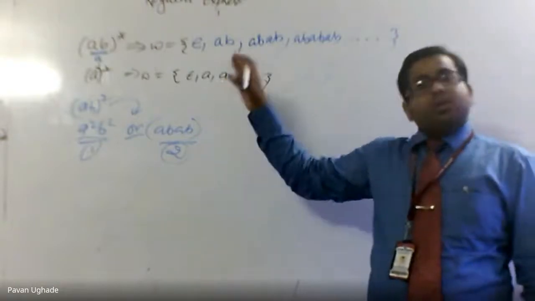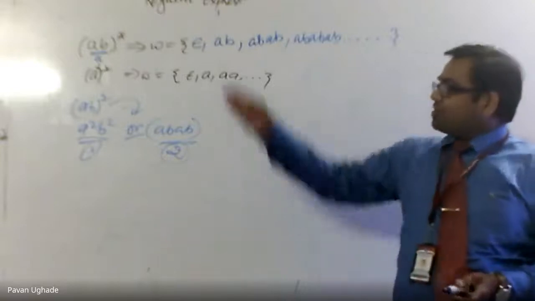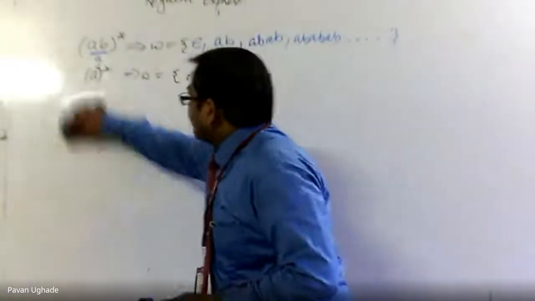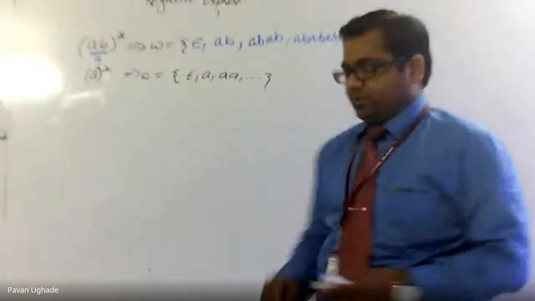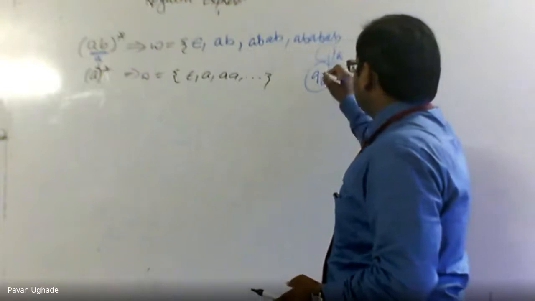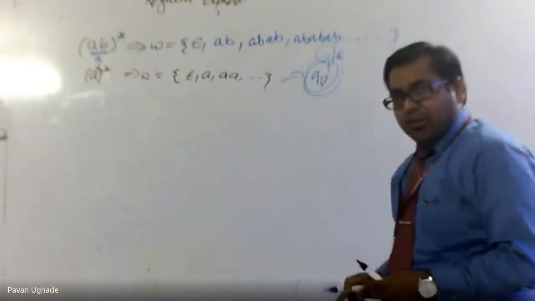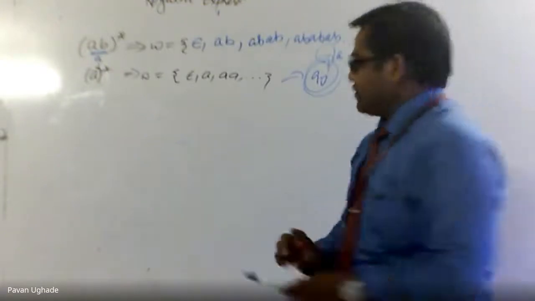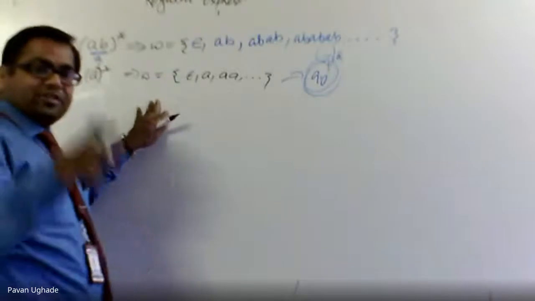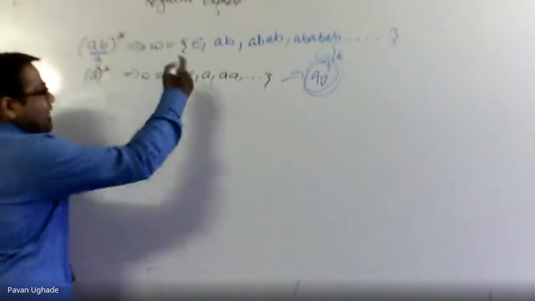Clear? If I want to make an automata for this, how will you do that? For A closure it was very simple: we simply consider Q0 and make it like this. But how about this? How are we going to design the automata for this? Let us see. Such a question is already given for your assignment, and we'll see the answers for those.